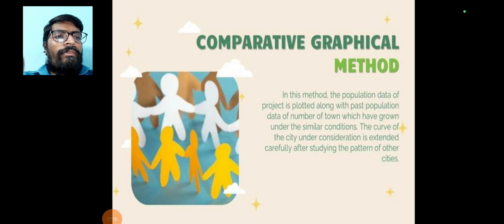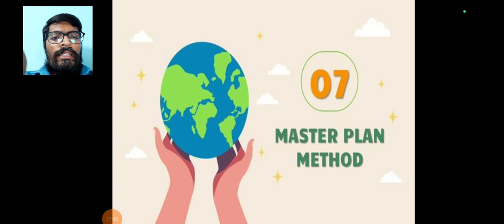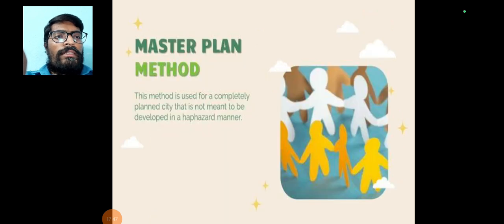In the comparative graphical method, the population data of a project is plotted along with the past population data of a number of towns which have grown under similar conditions. The curve of the city under consideration is extended carefully after studying the pattern of the other cities. Now coming to the next method, that is the master plan method.